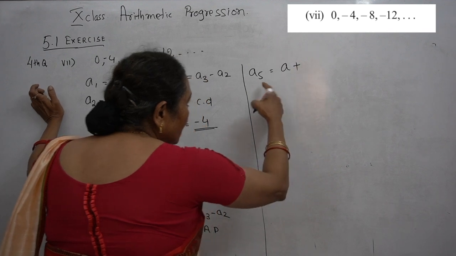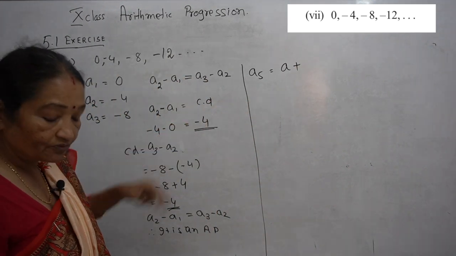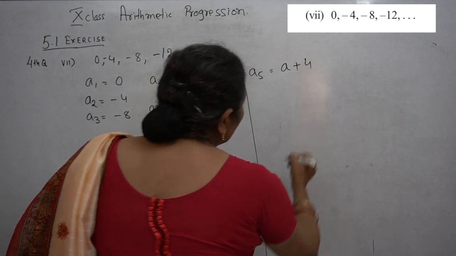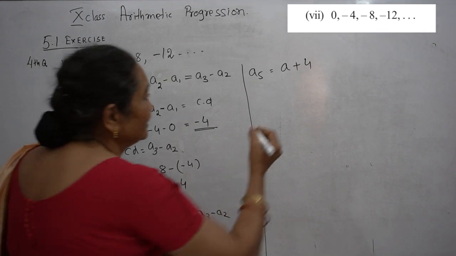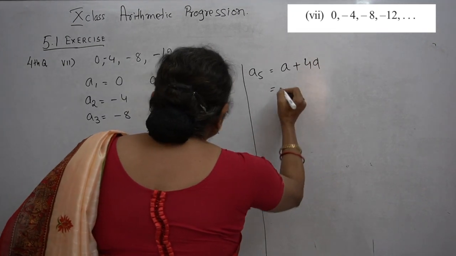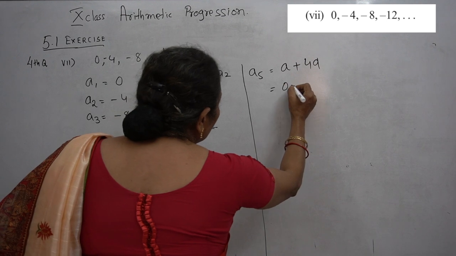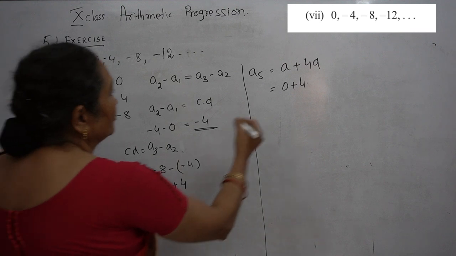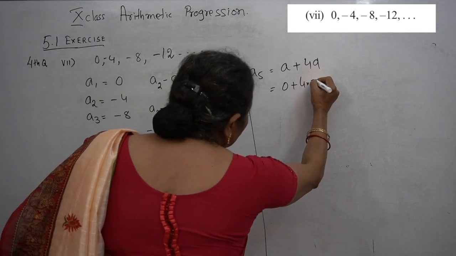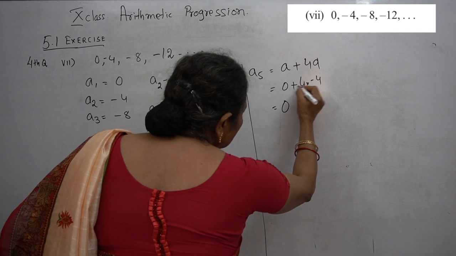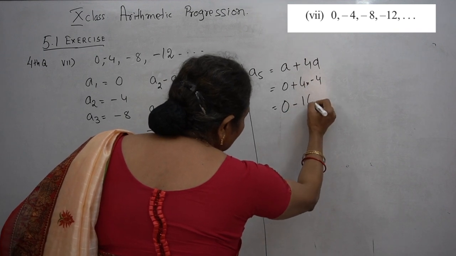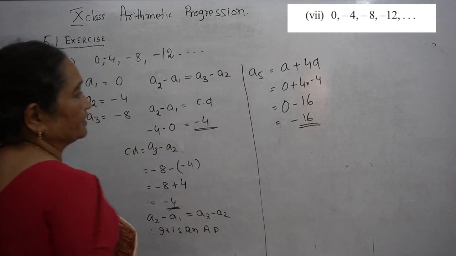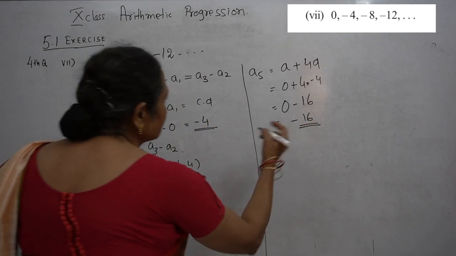A we shall write down. Now 5 is here. 5 minus 1 is 4. So this one will become 4D. So what is our A? A is 0, plus 4 into D. D is -4, so 4 multiplied by -4. That equals 0, plus into minus is minus. 4 4s are 16. That equals -16, our fifth term A5.